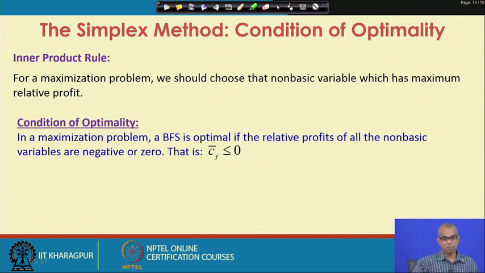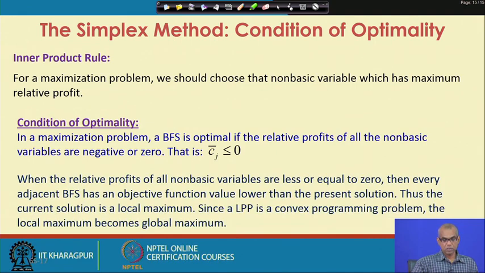In a maximization problem, a basic feasible solution is optimal if the relative profits of all the non-basic variables are negative or 0. That means, Cj bar is less or equal to 0 for all non-basic variables. When the relative profits of all non-basic variables are less or equal to 0, then every adjacent basic feasible solution has an objective function value lower than the present solution. Thus, the current solution is the local maximum. Since a linear programming problem is a convex programming problem, the local maximum becomes global maximum.